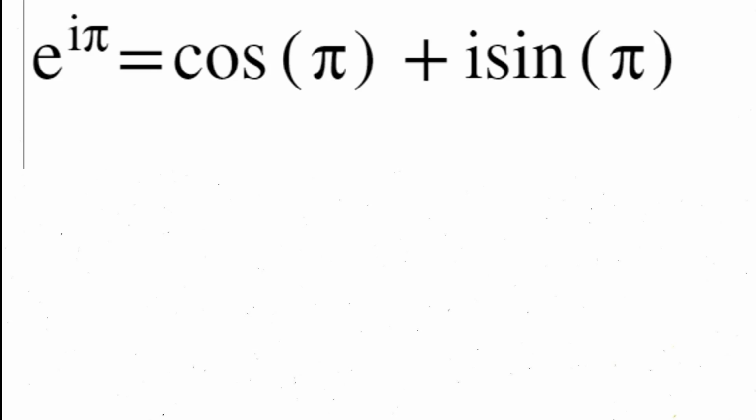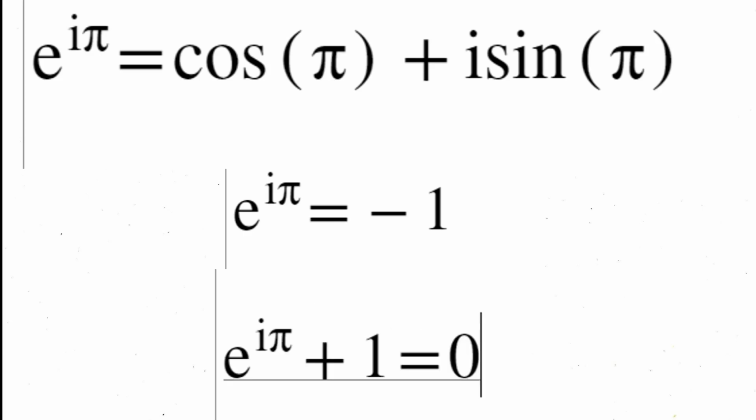Hence, the equation is deduced to e raised to power i pi is equal to -1. This can also be written as e raised to power i pi plus 1 is equal to 0. And that is how we get the most beautiful equation in mathematics.